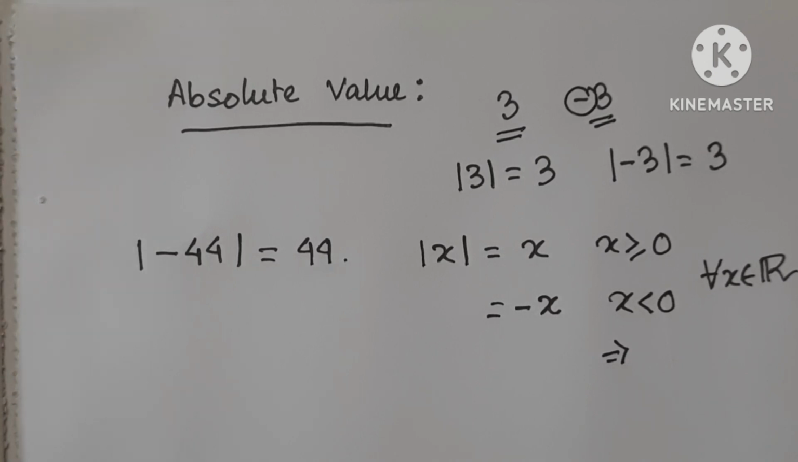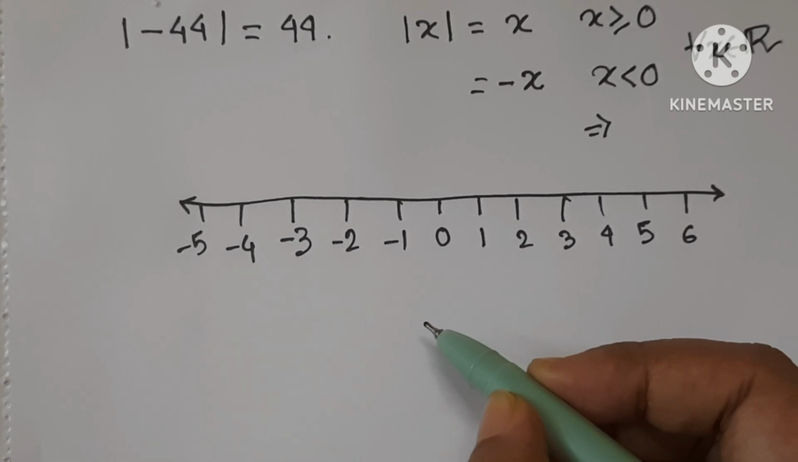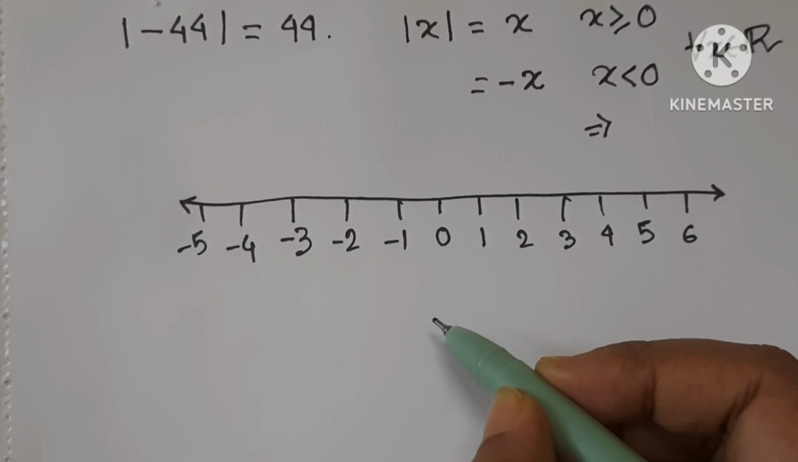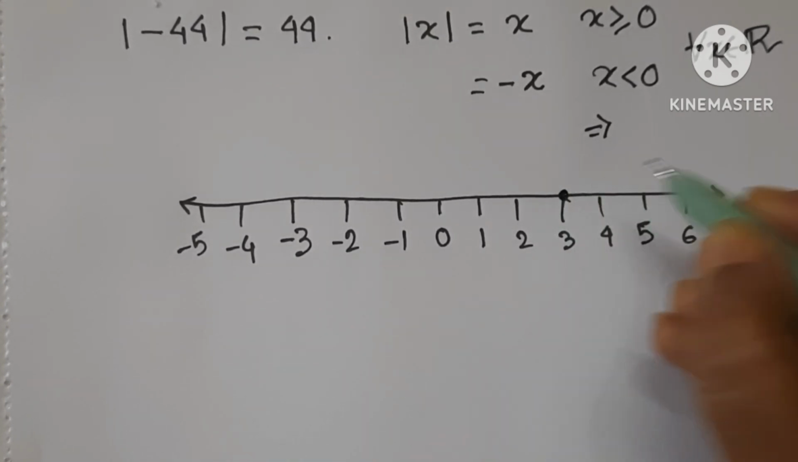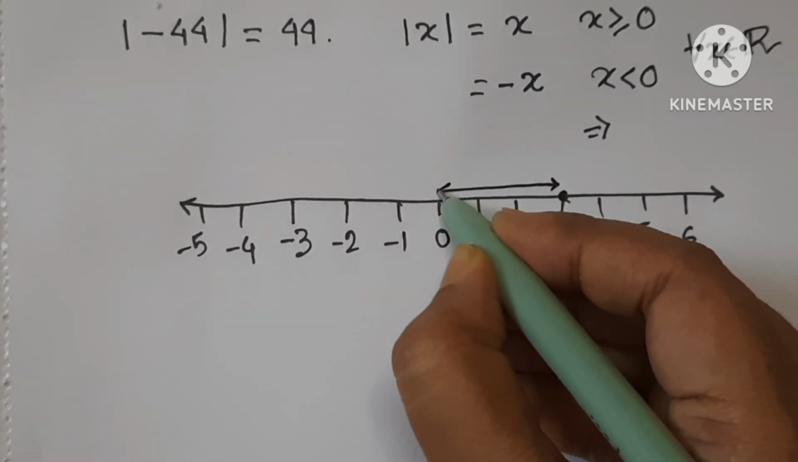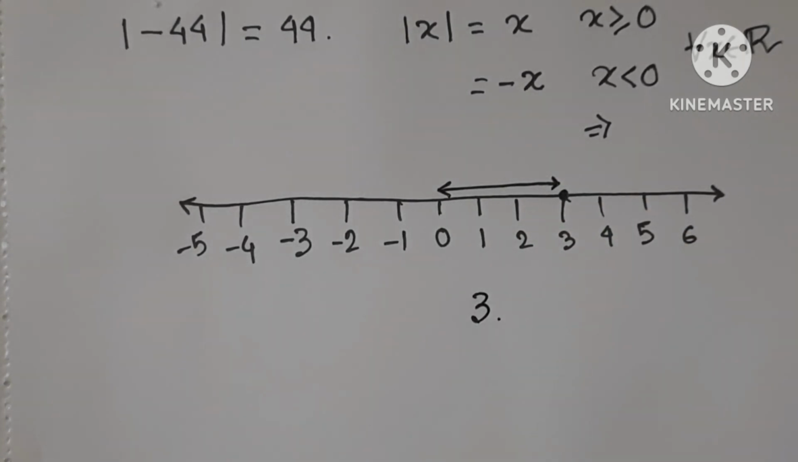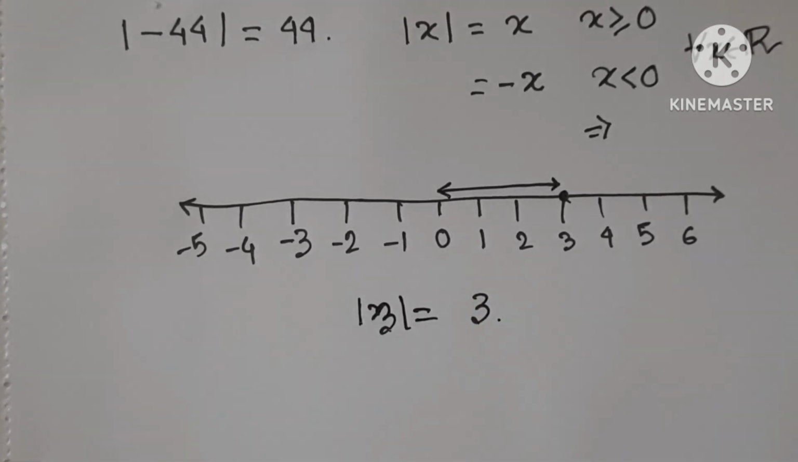Now you can understand that concept in another way. Let's consider this number line. The absolute value of a number means the distance of that point from 0. Now suppose x equals 3. That means this is the point. What is the distance from 0? That will be 3. So the absolute value of 3 equals 3 here.